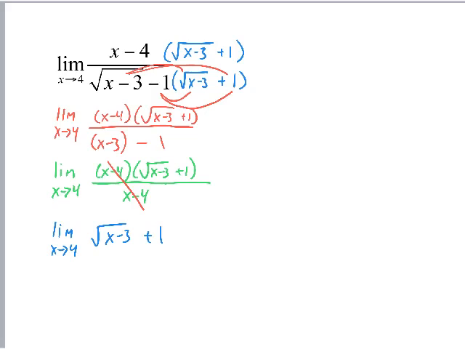Okay, so what we now do is plug in 4. So if we plug in 4, what we have here is 4 minus 3 plus 1. And by the way, when you plug the number in, you don't have to write limit anymore. You have to write limit until you plug the number in. Kind of like a reminder: hey, don't forget to plug me in. Okay, so that becomes the square root of 1 plus 1. And the square root of 1 is 1, so 1 plus 1 is 2. So our answer to this limit problem is 2.